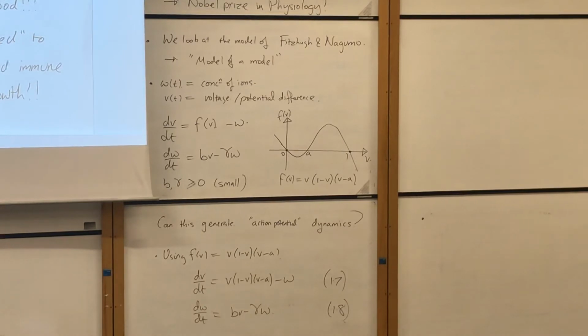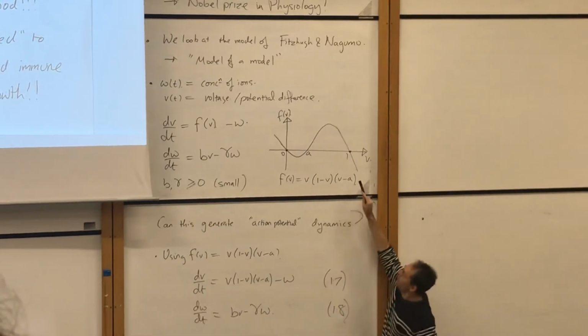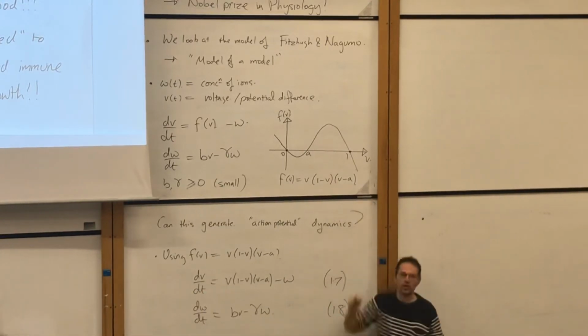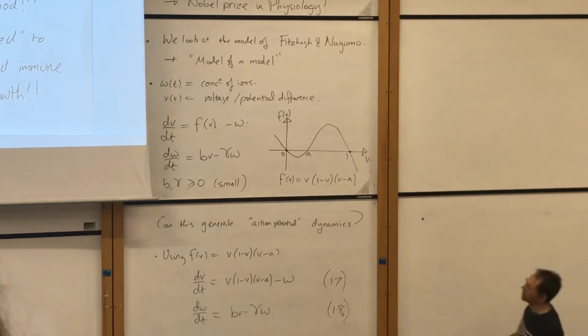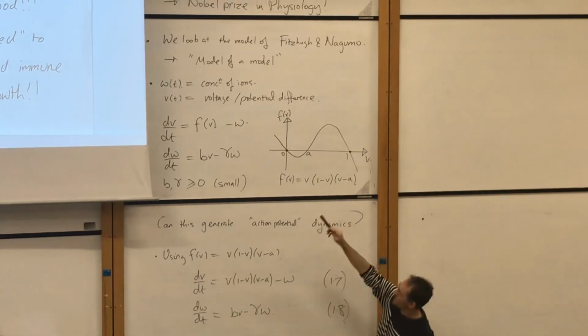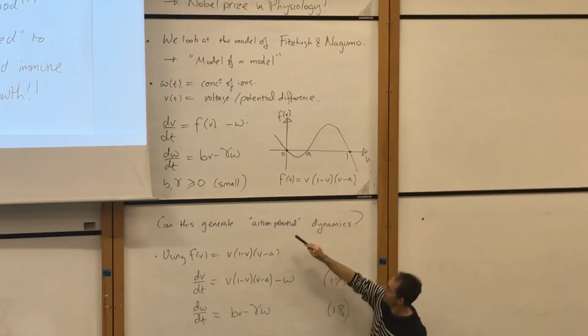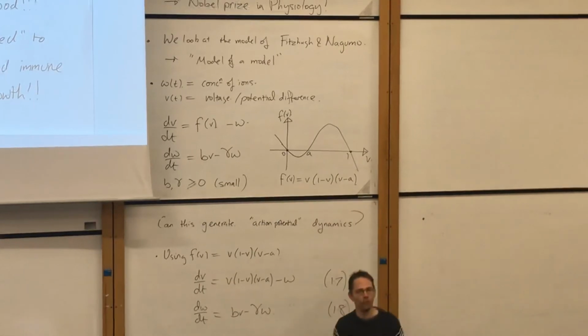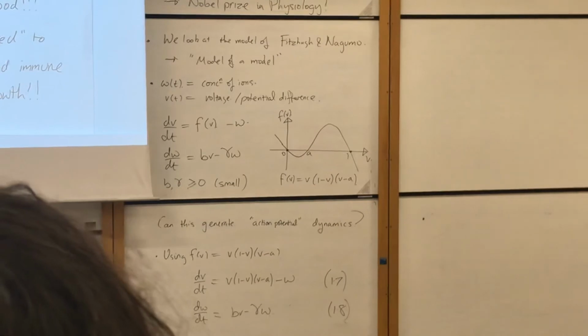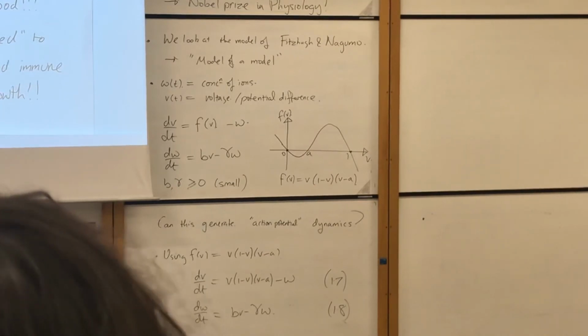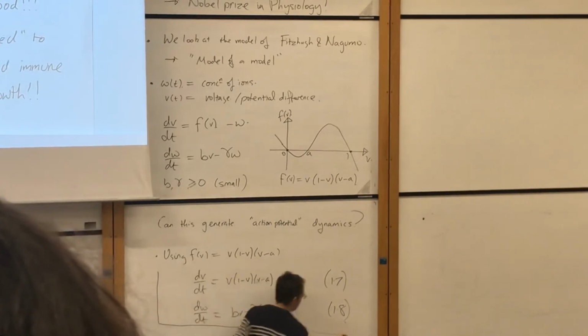But more generally, you don't necessarily need to choose this form. You just need a function with this general shape. Indeed, on tutorial sheet 1, question 3 challenges you to show the same sort of thing that we're going to show here, but for a different form of that function f of v. So we want to analyse the behaviour of this system of equations.